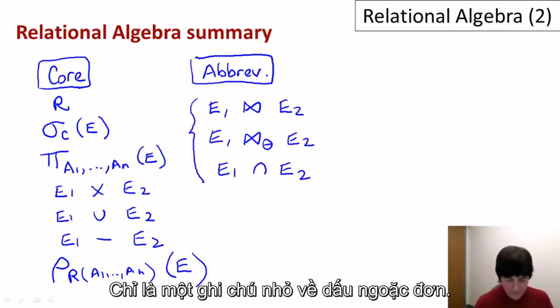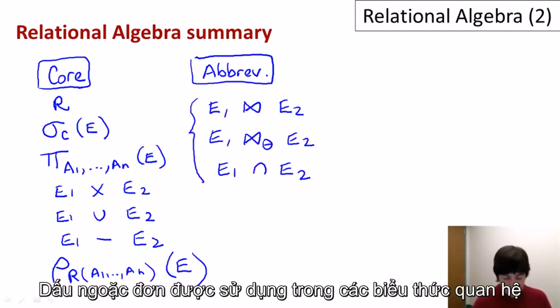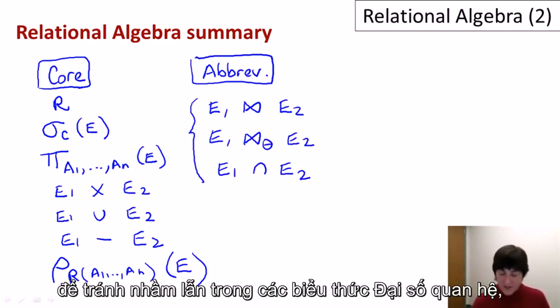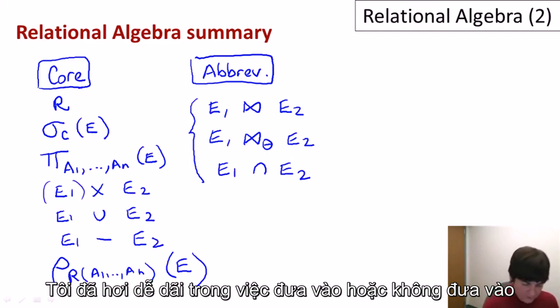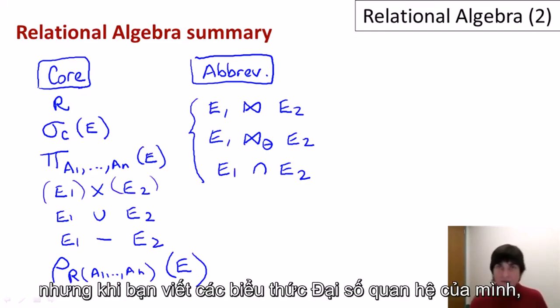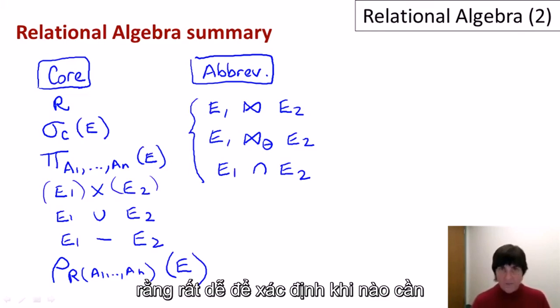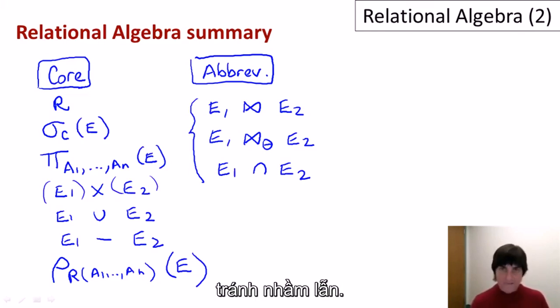Just a small aside about parentheses. Parentheses are used in relational algebra expressions for disambiguation, similarly to arithmetic expressions. I was a little cavalier about where I included parentheses or not, but as you write your relational algebra expressions, you will see that it's pretty straightforward to figure out when disambiguation is needed.